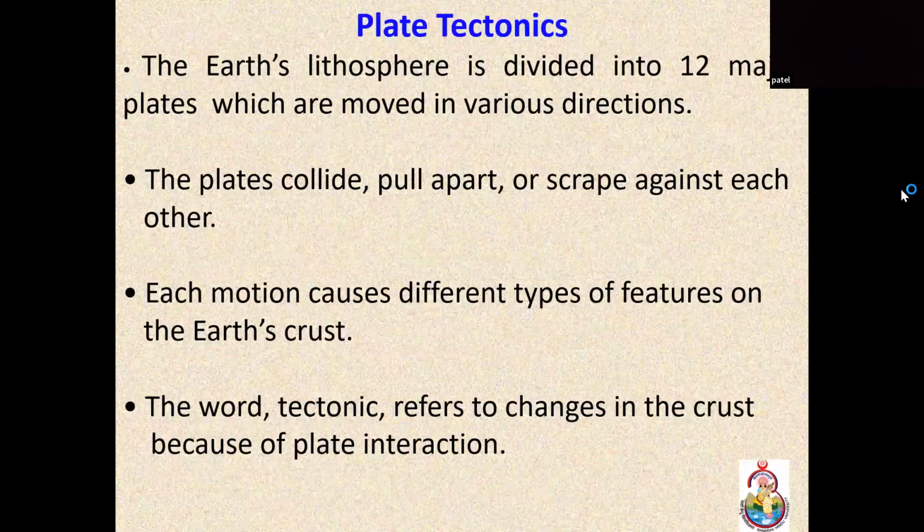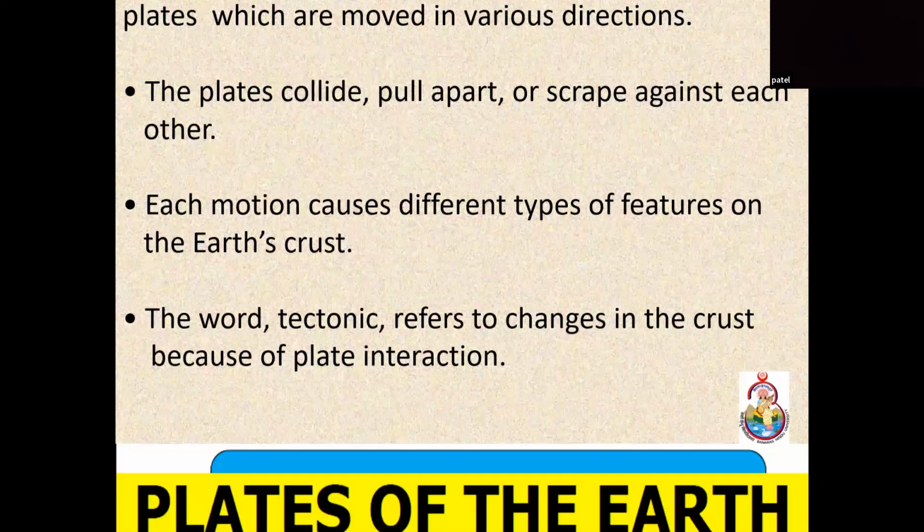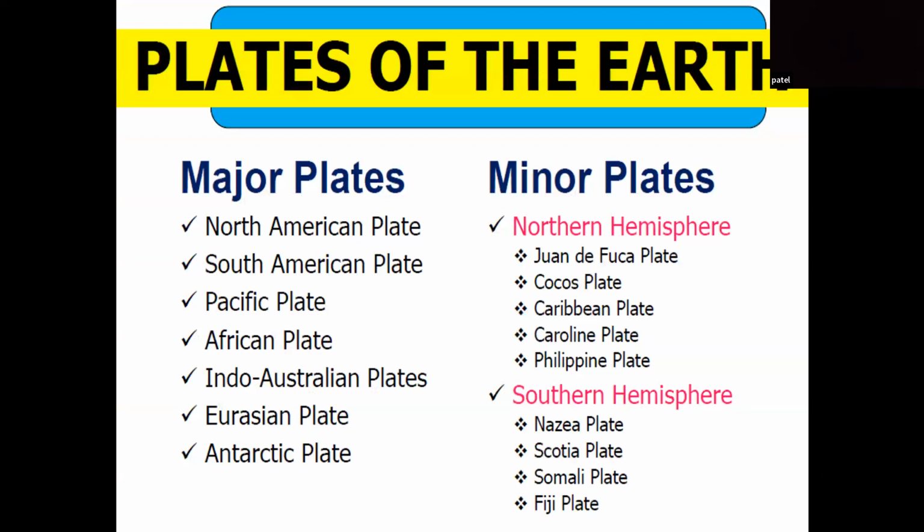Here you can see that on the Earth, many plates are there. Out of those, some are major and some are minor plates. This major and minor distinction is based on area. The major plates have an area of more than 10 to the power 7 square kilometers, whereas the minor plates have an area of less than 10 to the power 7 square kilometers.